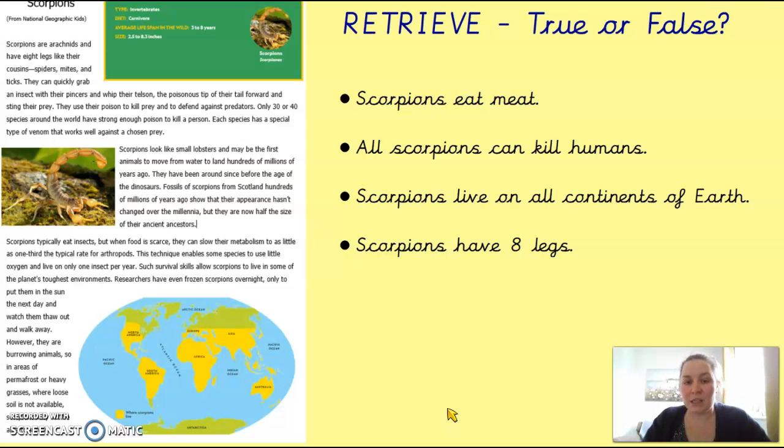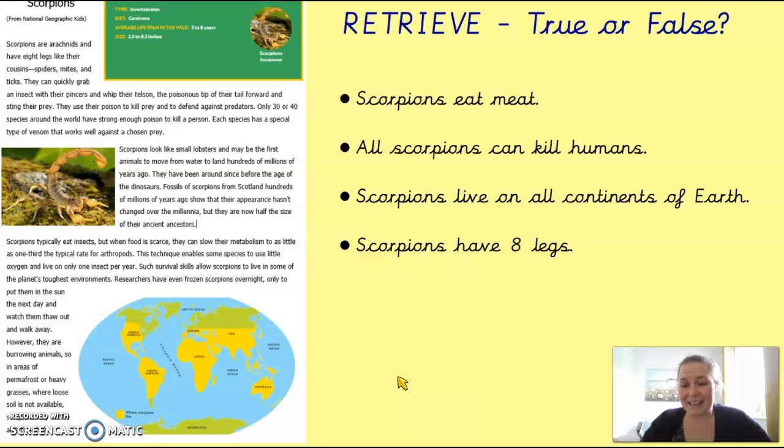Okay, well done. So first one, scorpions eat meat. Now, it doesn't mention whether or not scorpions eat meat in the main body of the text. Specifically, it says that they eat insects. So insects are animals, they are meat. So it is true, and you could have written they eat insects, or you could have written that they are carnivores, which are up here, because we talked yesterday about carnivore meaning meat eater. So that one is true.